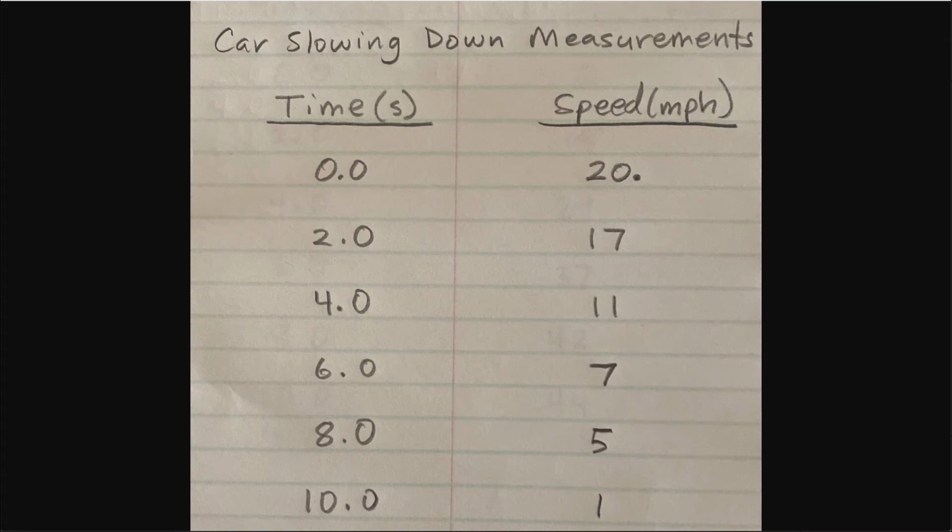Here's the sample data set that we'll be using for our analysis. This data shows the speed of a car as it slows down. You can see here that the speed of the car starts at 20 miles per hour and then decreases in speed. We'll go ahead and use units of miles per hour for speed, even though it's not standard for physics.